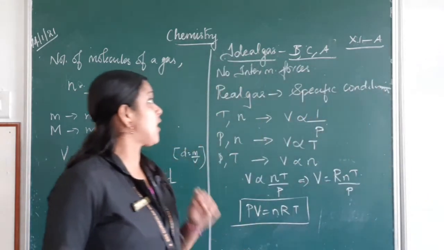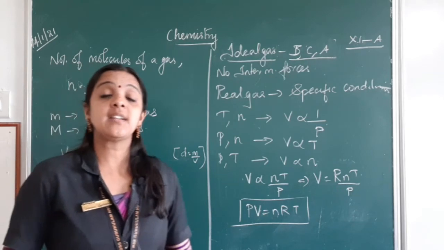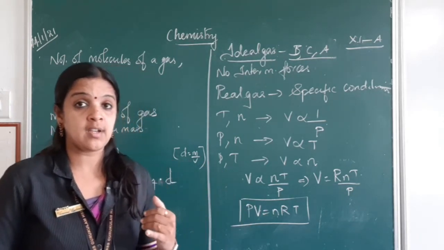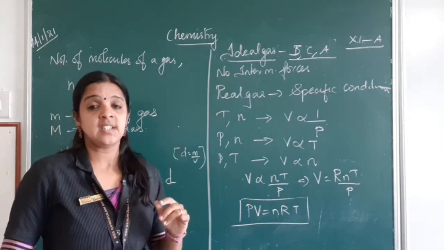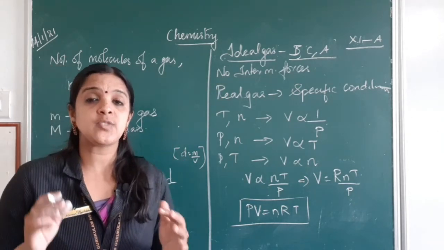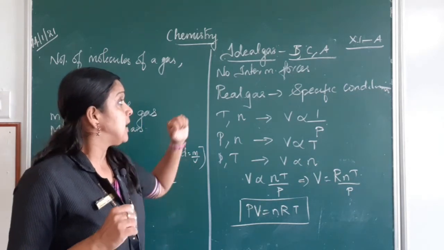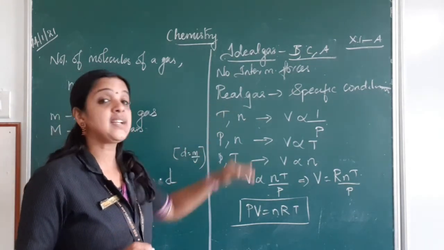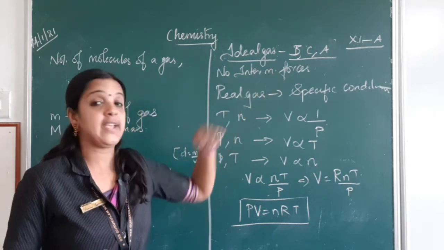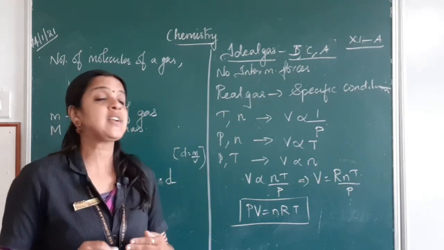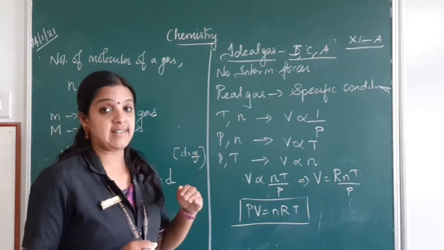Now why I am saying all this is, any gas that behaves according to Boyle's law, Charles law and Avogadro law will be called an ideal gas. That ideal gas is a perfect gas which does not have any intermolecular forces of interaction. There are gases which are real gases which deviate from this behavior according to the laws under certain specific conditions. Those are called real gases.